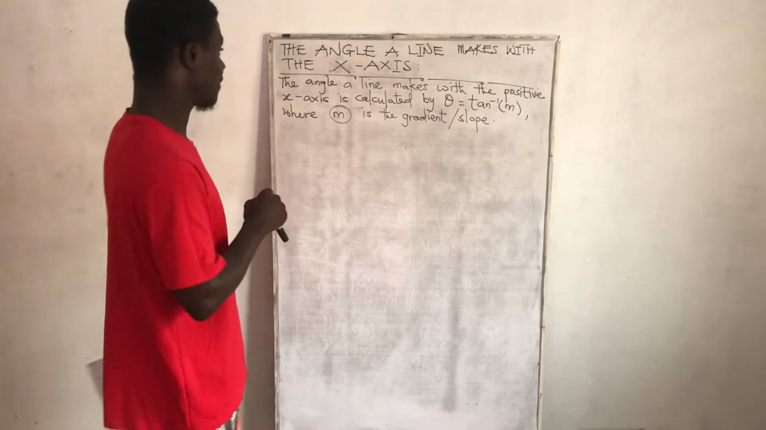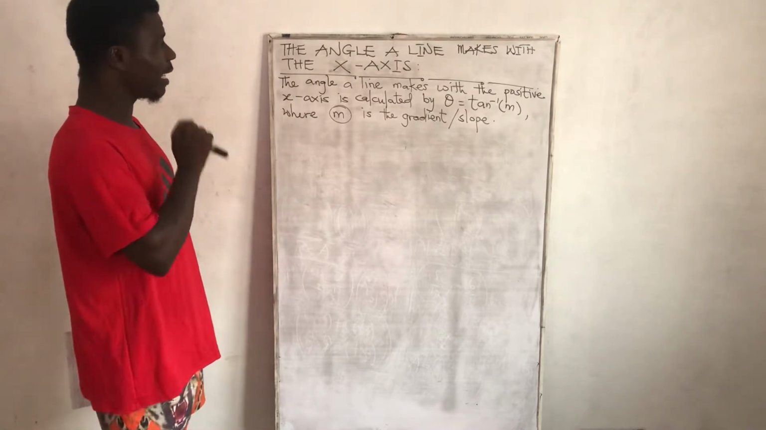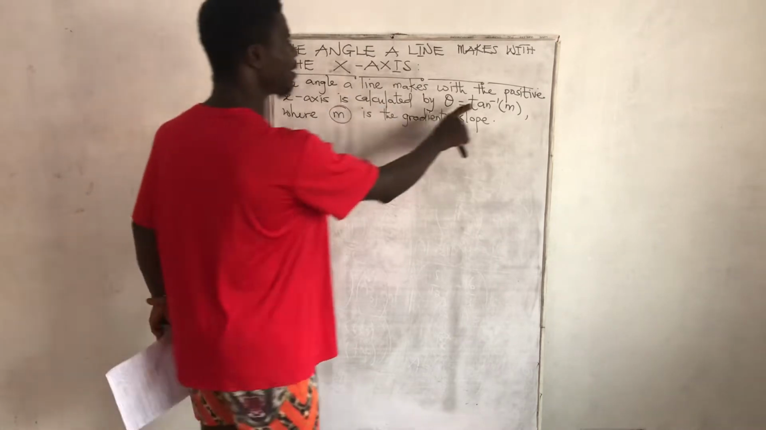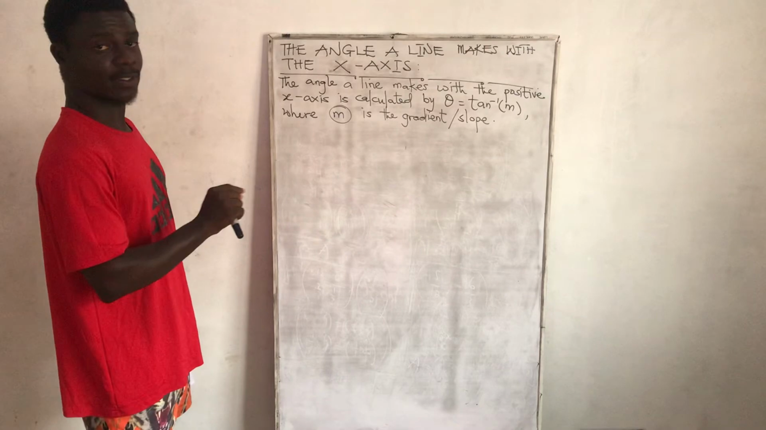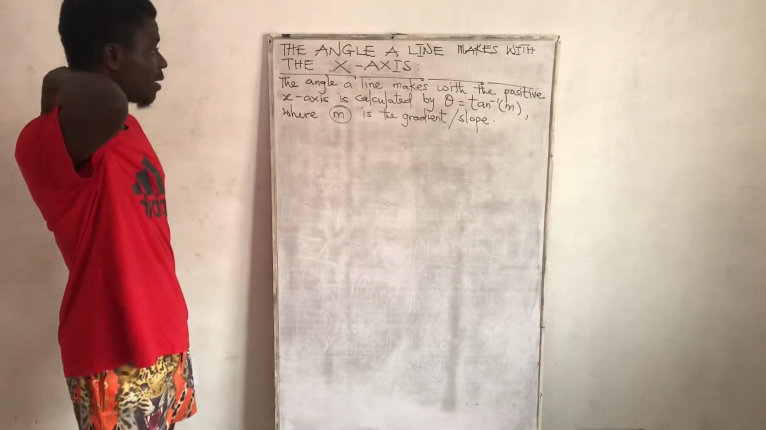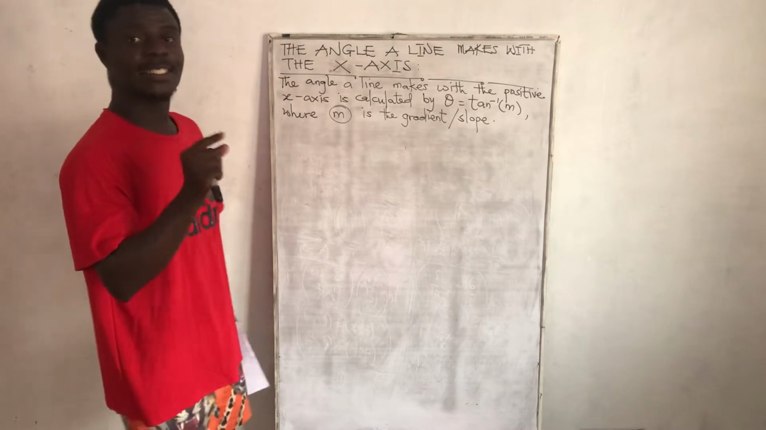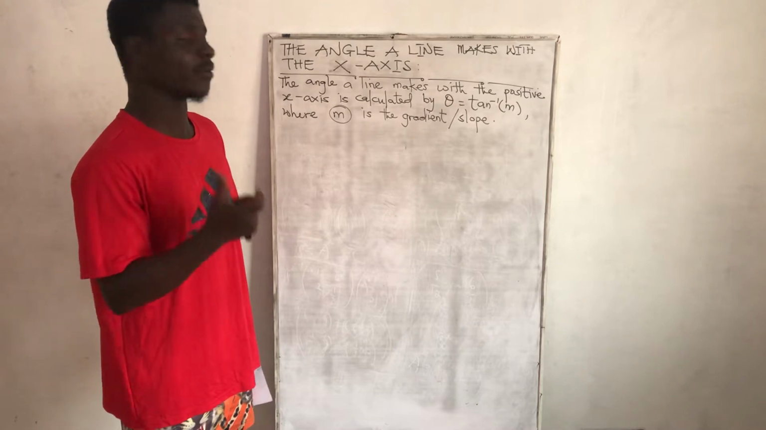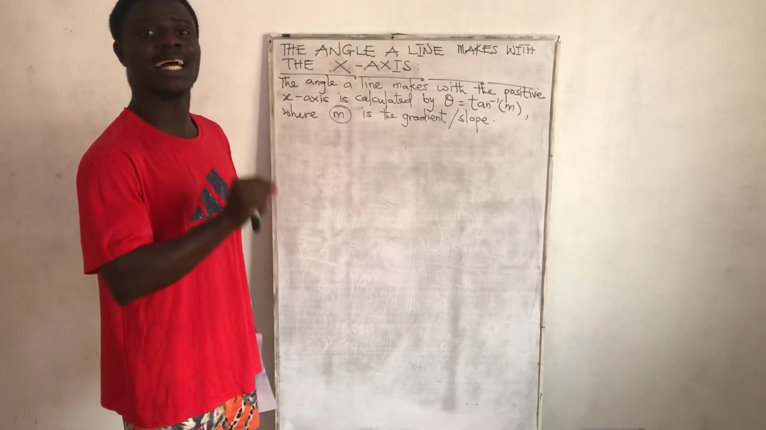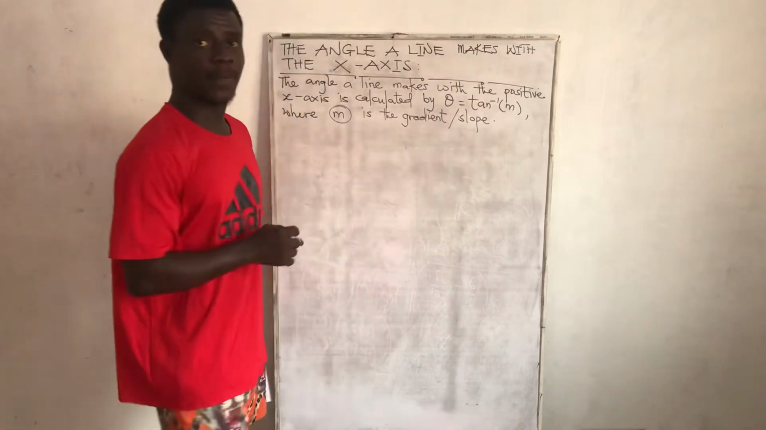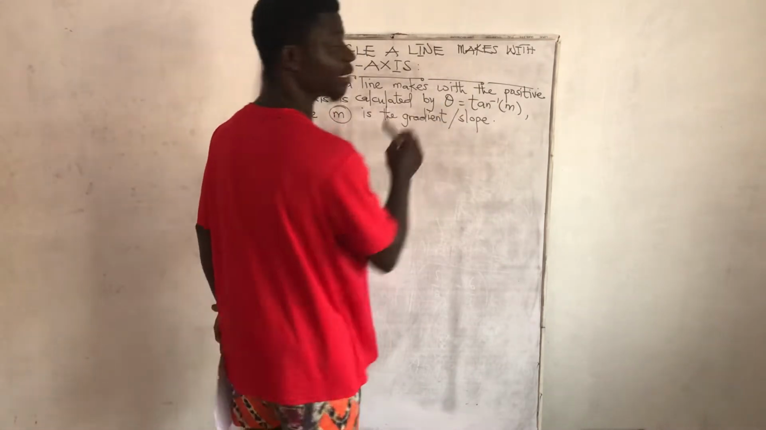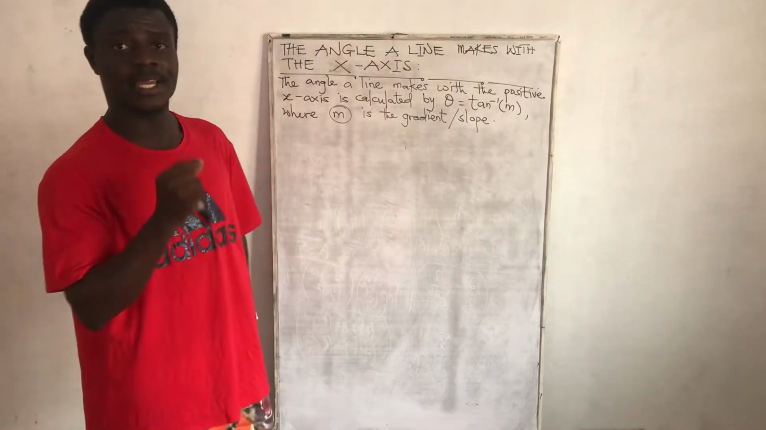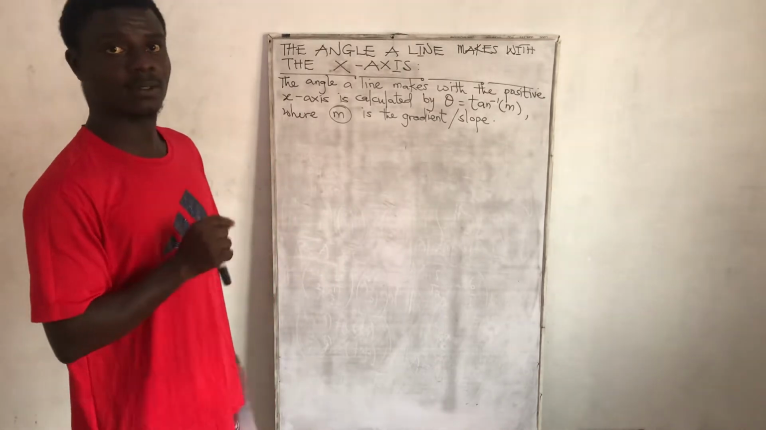Here, the angle a line makes with the positive x-axis, to be precise, is calculated by theta equals the inverse of tan, which is the arctangent or arctan, of M. So theta is equal to the tan inverse of M, where M is the gradient or slope of the line.